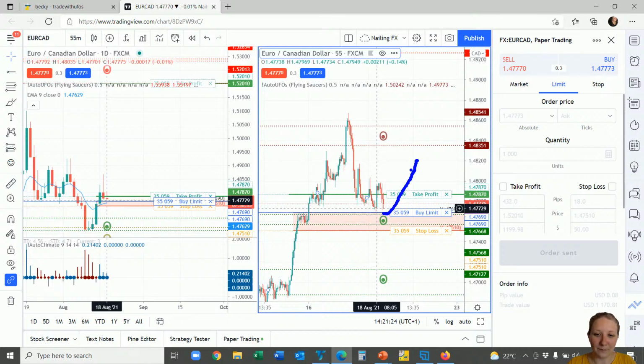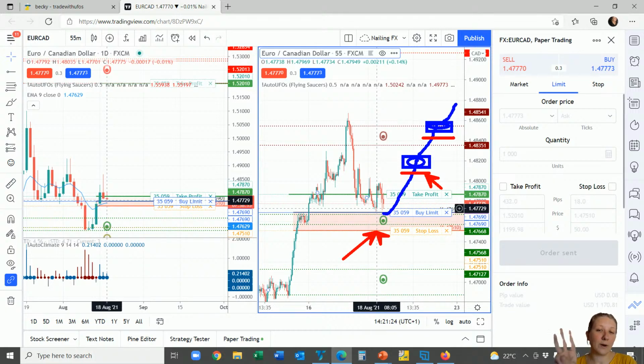Price moves up and a new UFO is formed here. Well, great. What we do at that point is we'll take our stop loss from here and we'll put it here. And then price moves up and a new UFO is formed here. Great. We take our stop loss from here and we put it here. So that's one way of managing the trade.